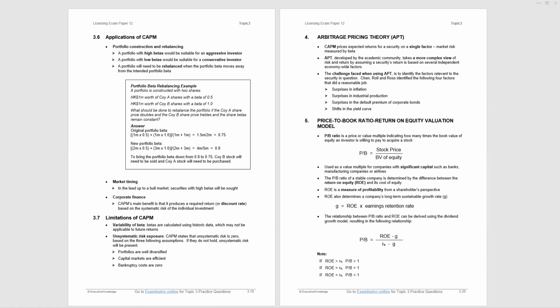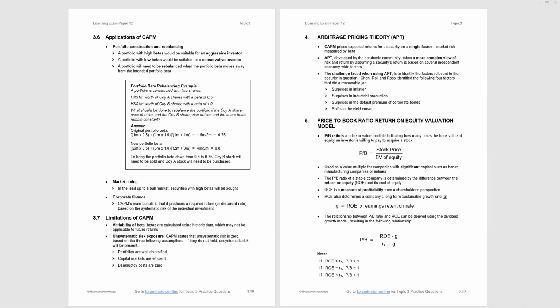So if you're aggressive, you want high returns, you're going to go for high beta stocks. A portfolio with low betas is more suitable for a conservative investor. And then the third point, the portfolio will need to be rebalanced when the portfolio beta moves away from the intended portfolio beta. Let's look at that example covering the last point.